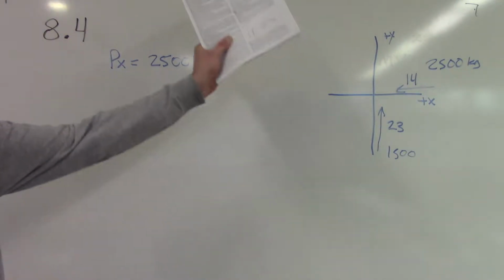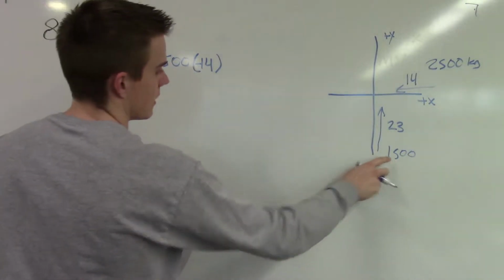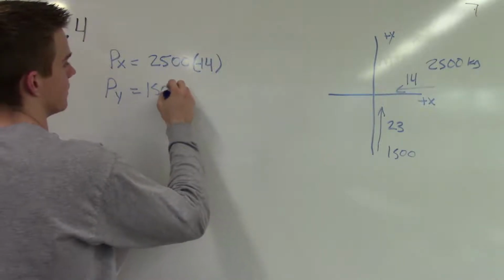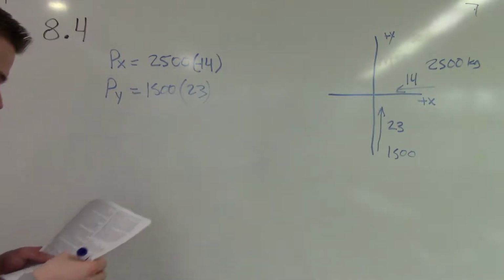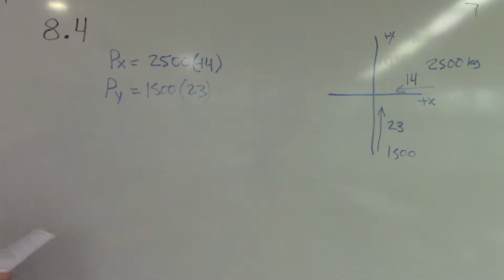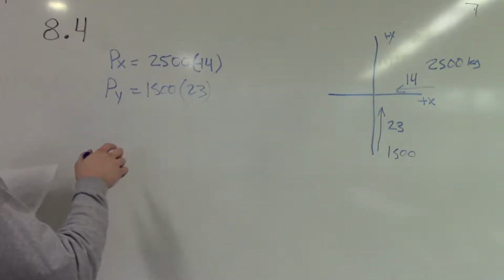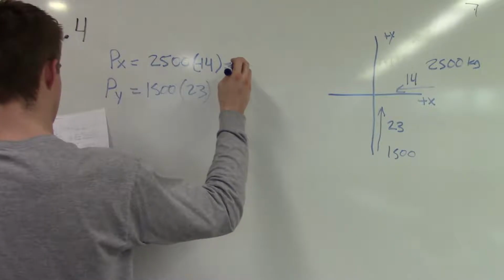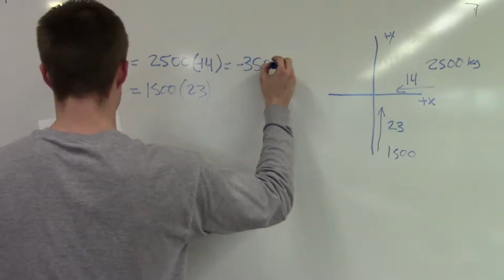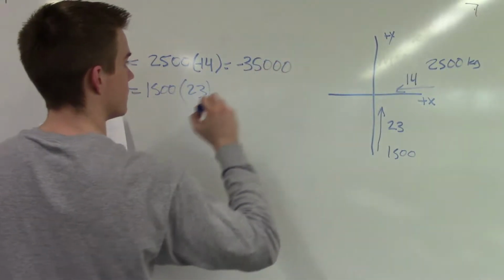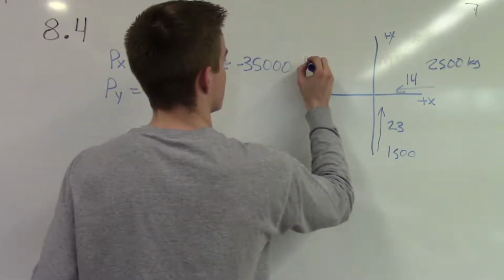And then because the other one is in the y direction, that's going to be our y, and we'll just take its mass, 1,500, times its velocity, which is positive because it's in the positive y direction. And we punch that into a calculator, and our answer for this one is negative 35,000, in kilograms times meters per second.